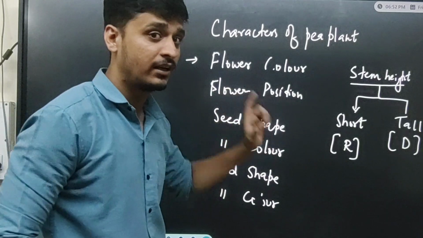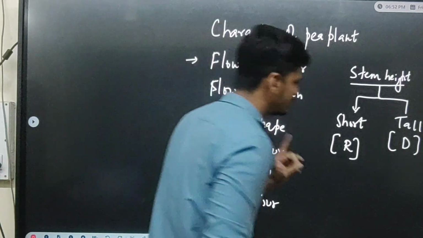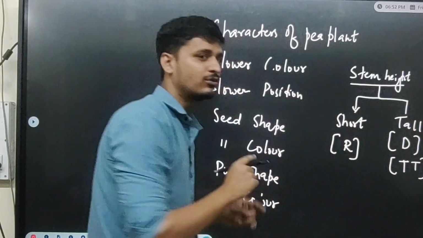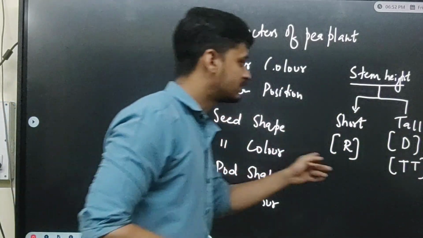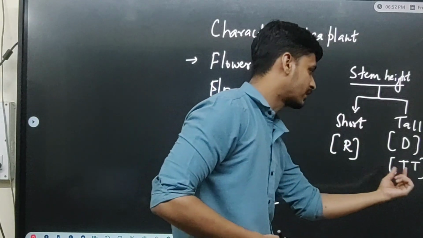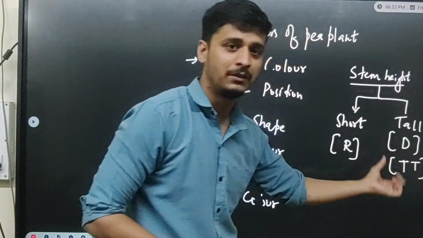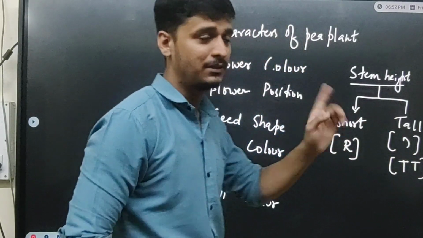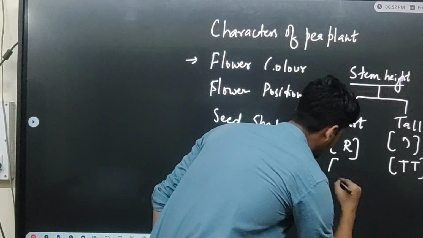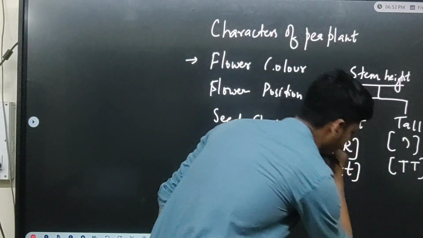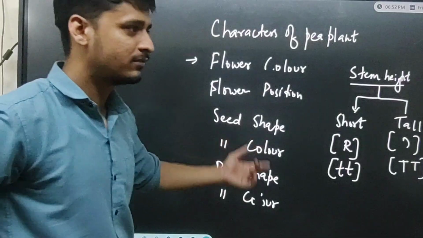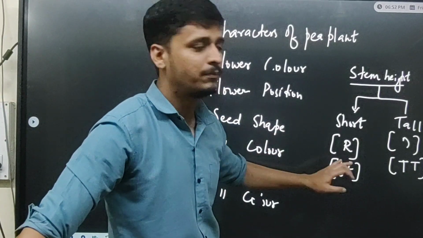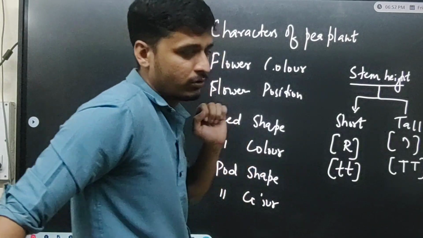And these characters are controlled by alleles, right? Here stem height is controlled by allele T. So if two capital T alleles are present in a pea plant, that will give a tall pea plant. And if small t and small t are there, if two small t alleles are present in a plant, then it will give a short pea plant, so the height of the pea plant will be short. Okay.